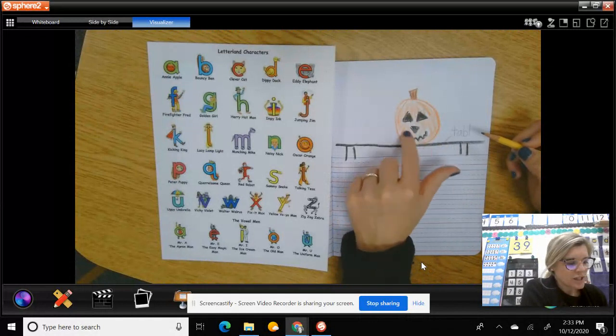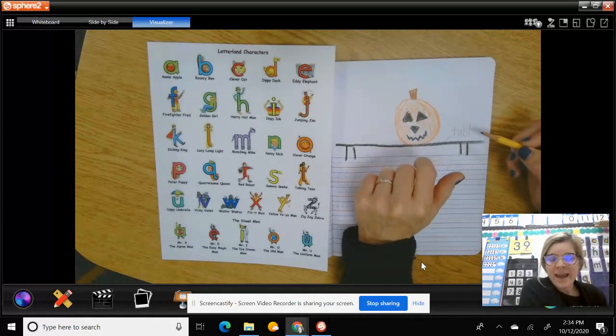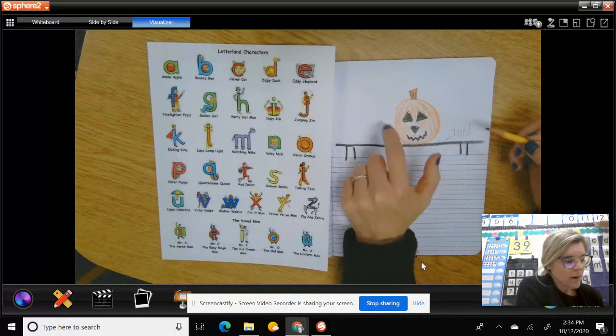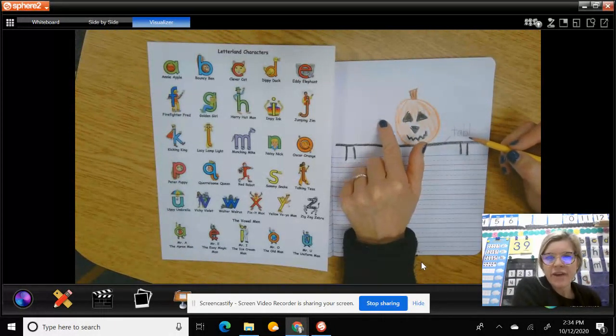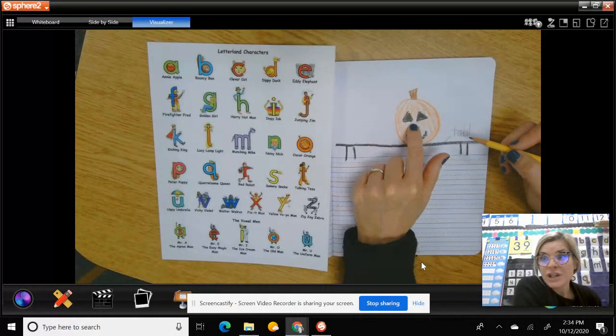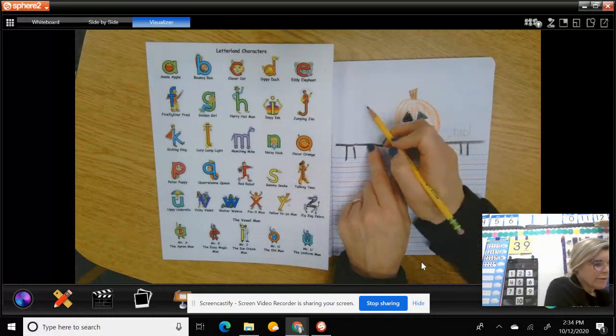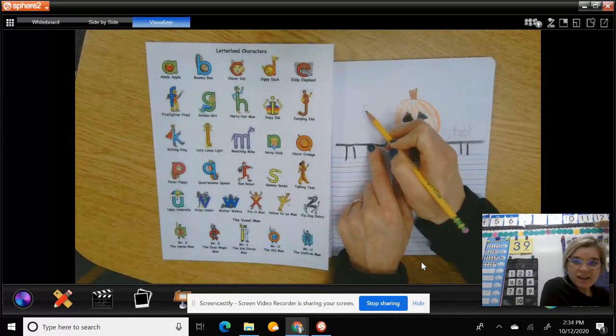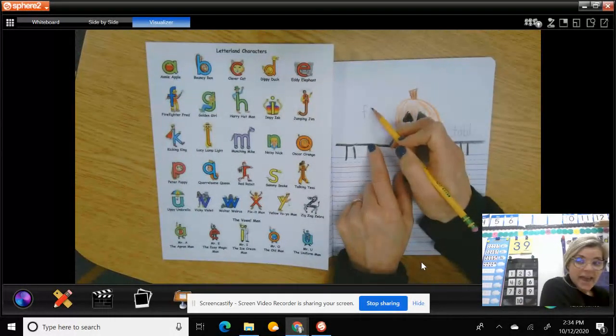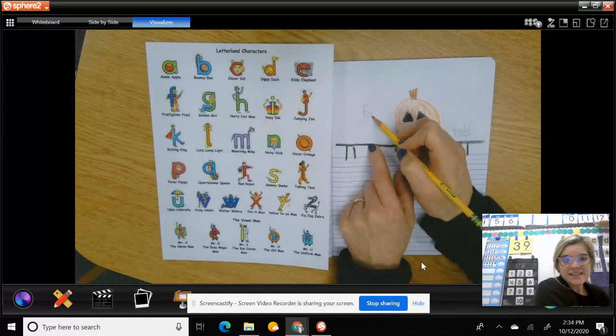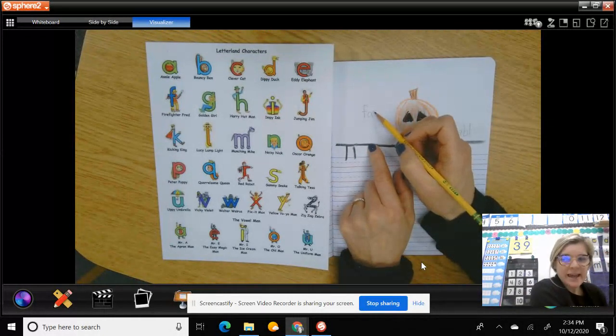I also want to tell someone that my pumpkin has a face. So I think I'm going to write the word face right here and point to the pumpkin's face. I hear sounds that sound like Letterland characters. Sounds like Firefighter Fred. A, it's just the letter A. And S, that sounds like Sammy Snake, doesn't it?